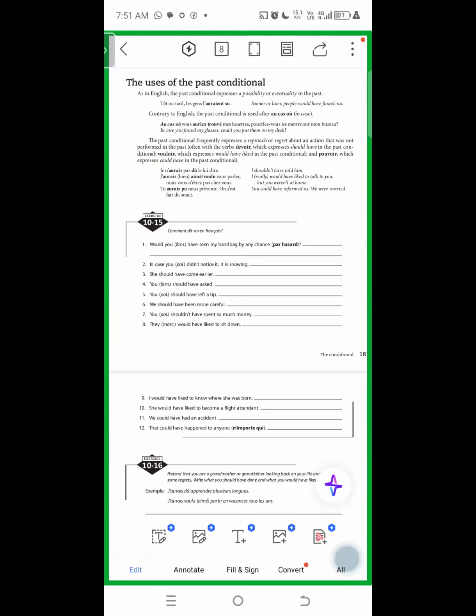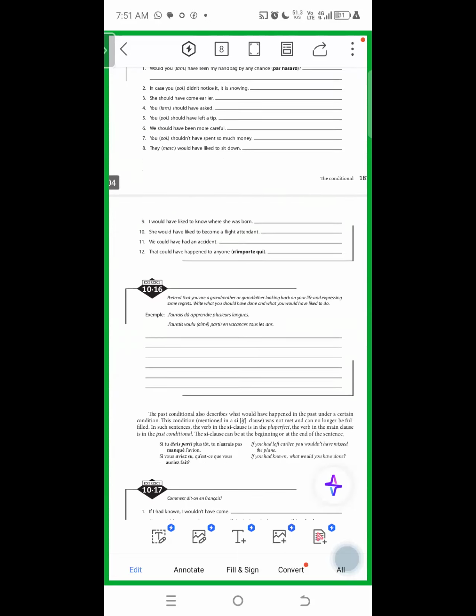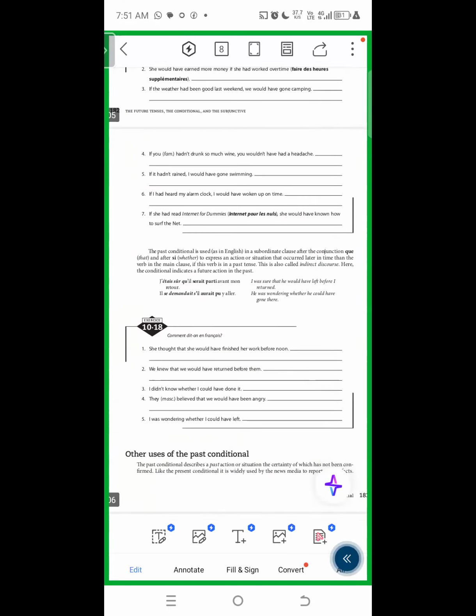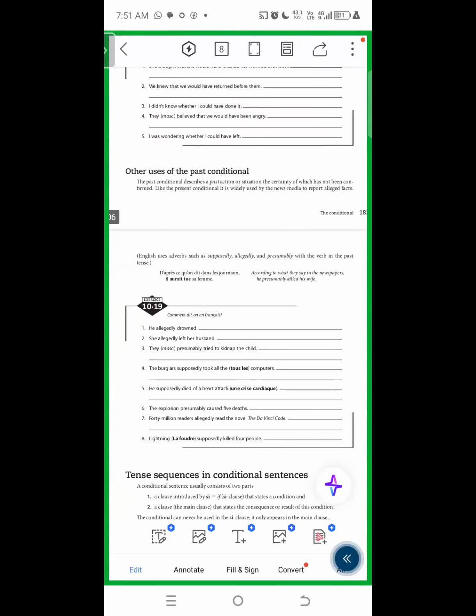Tu aurais pu nous prévenir, on s'est fait du souci. You could have informed us. We were worried. So this is basically for the past conditional tenses. Are there some other usages?